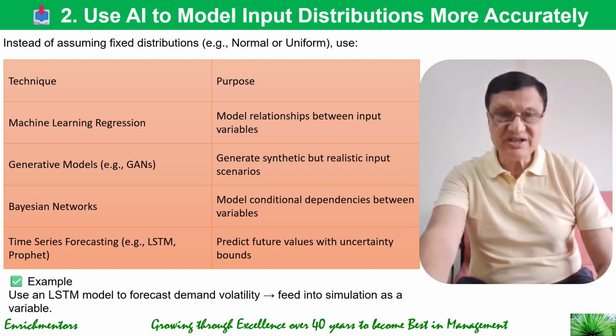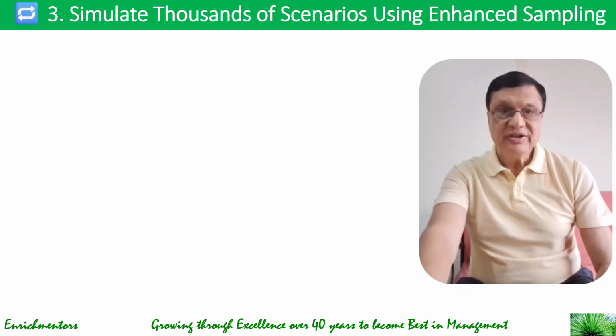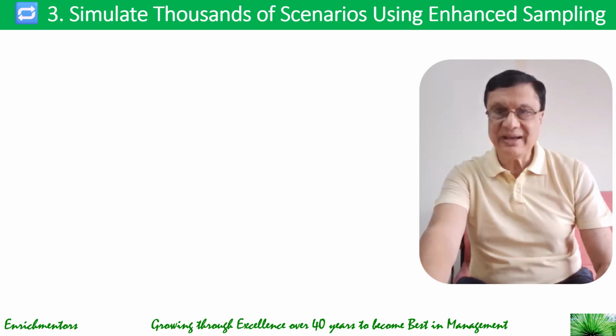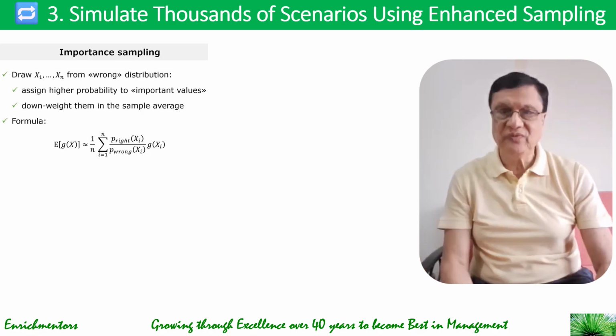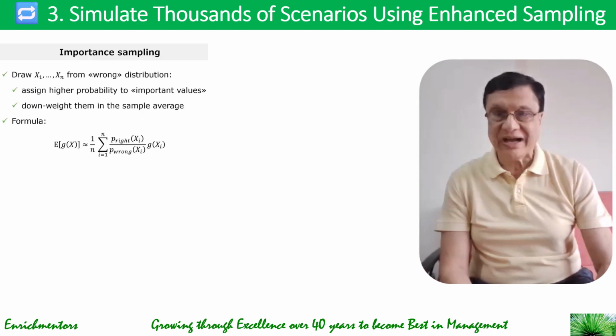Now, let's take a look at an example of this. Using an LSTM model to forecast demand volatility, which you then feed into the simulation as a variable. That's one example of using an LSTM model for AI driven Monte Carlo simulation. Then you are ready to simulate thousands of scenarios using enhanced sampling. There you can use AI based sampling like importance sampling, where you focus more of the simulation on high risk areas.